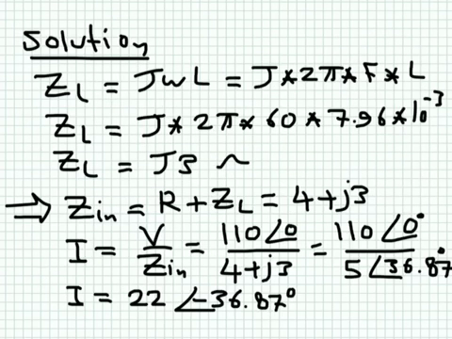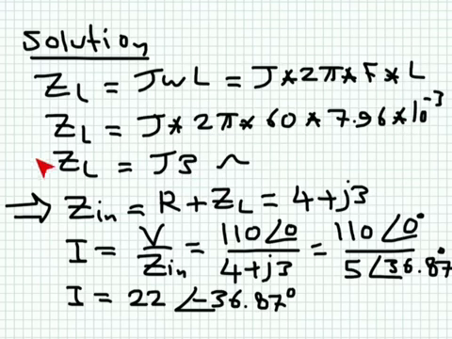So, as I explained earlier, we start first by calculating the impedance of the inductor. As long as we have one frequency, it is simply equal to jωL. j is the square root of minus 1. It's simply to indicate it's a complex number. Omega is 2πf. Our frequency here is 60 hertz. The inductance is 7.96 millihenry. When you multiply all these, the numbers simplify and they give you j3 ohm.